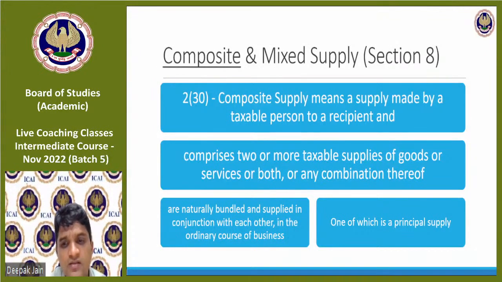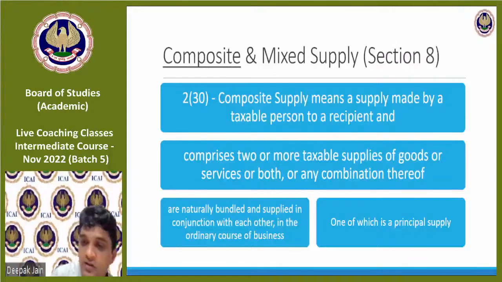Distinct person we have explained: a person who has the same registration but within the same state having different registrations, or a person registered in one place and having establishments outside the state, are called distinct persons.